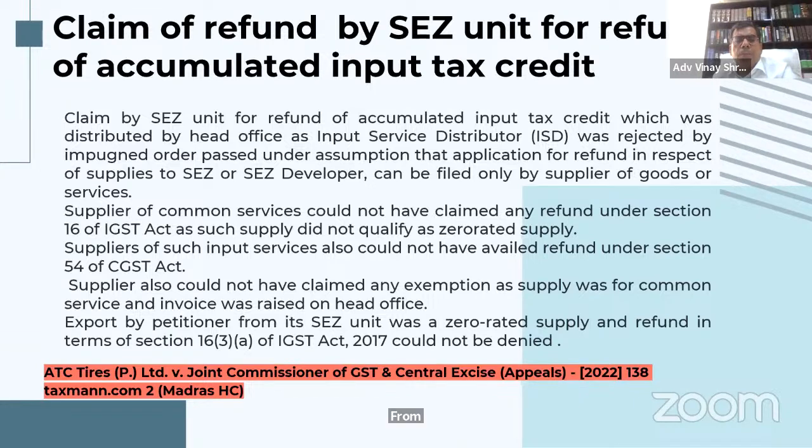Ideally, anybody who is supplying to an SEZ unit can choose to not pay the tax. But if tax is paid, then the question is whether the SEZ unit also is entitled to the benefit of refund. So here the Honorable Madras High Court held that yes, the SEZ unit is also entitled to claim the benefit of refund.